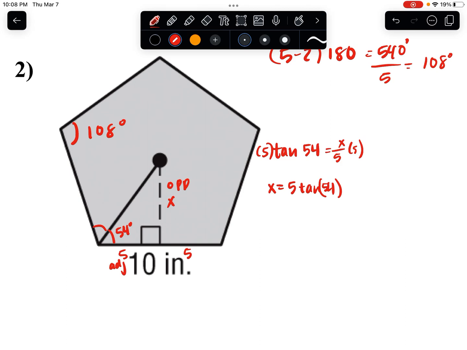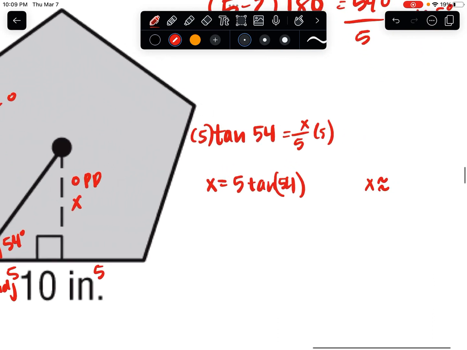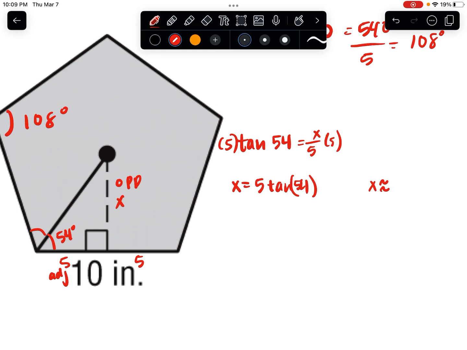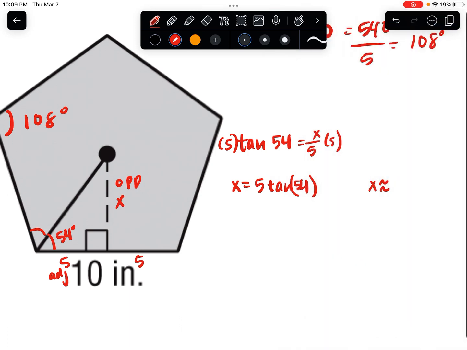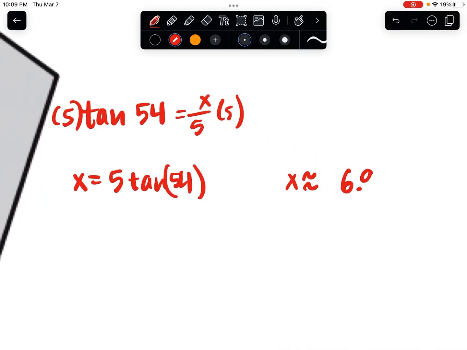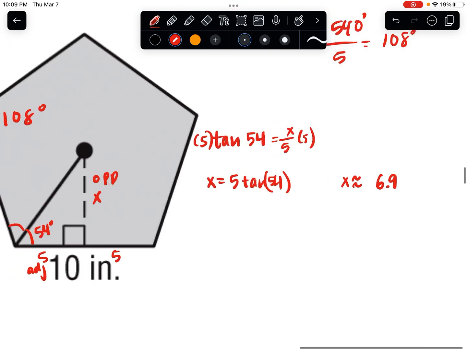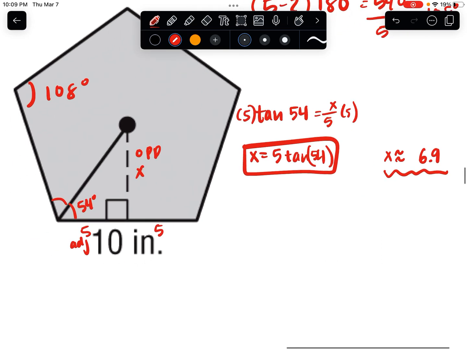Now, normally we would just multiply this out and we would get x as some value. For this sake, I'm going to do two different versions of this. X is approximately, and I'm going to do this here, 5 times the tangent of 54. 6.88 rounds to 6.9. And our answer changes depending on how we use this. I'm going to leave it like this for now, and then I'm going to do a second version with this 6.9. Okay. Perimeter, we should know, is 10 times 5 because of the 5 sides, so this is 50.